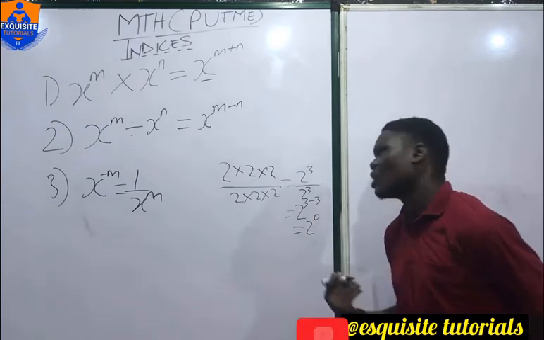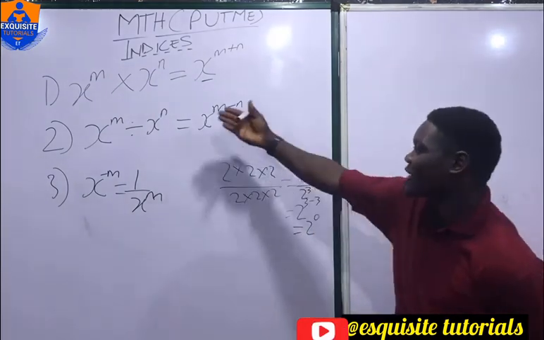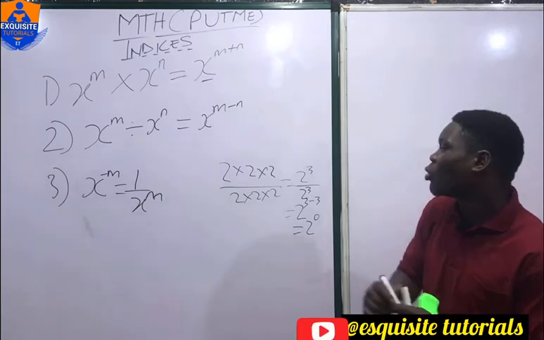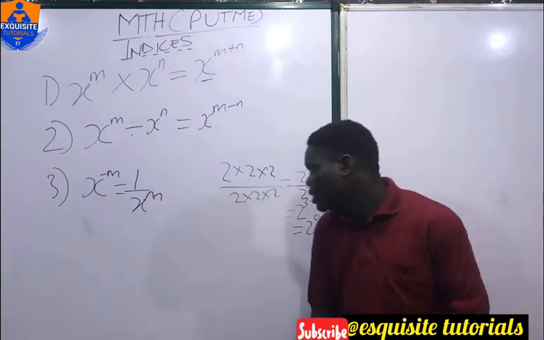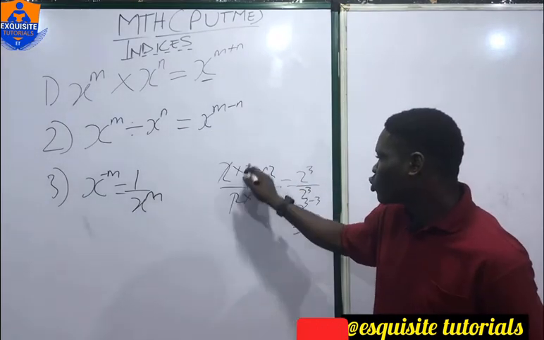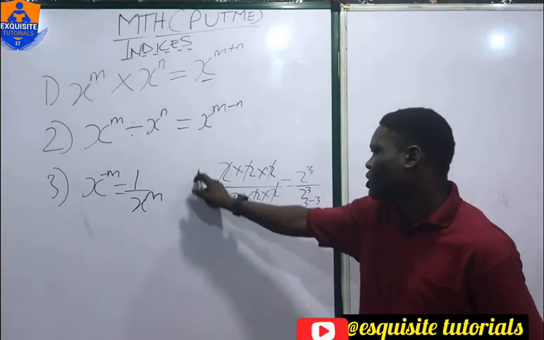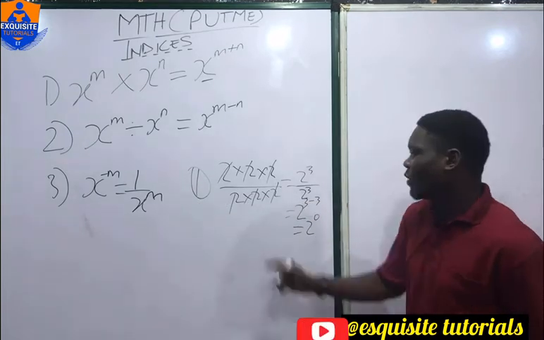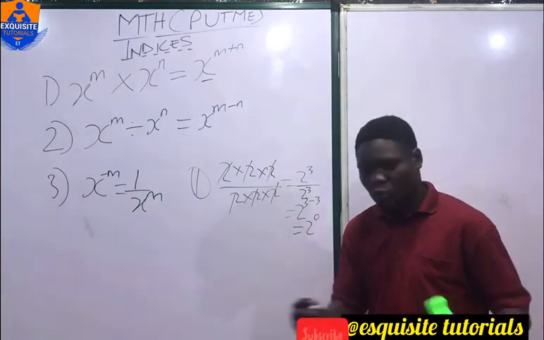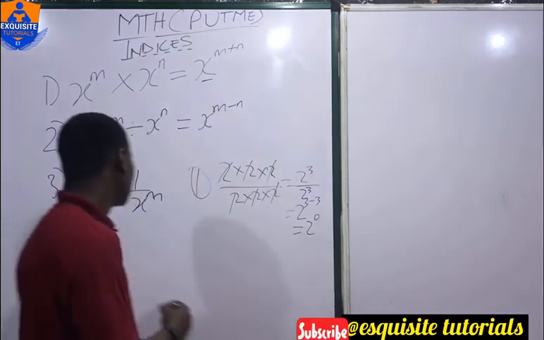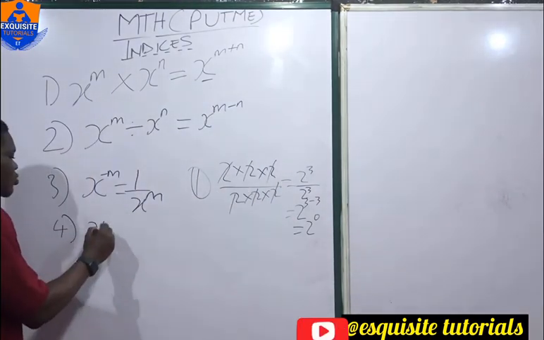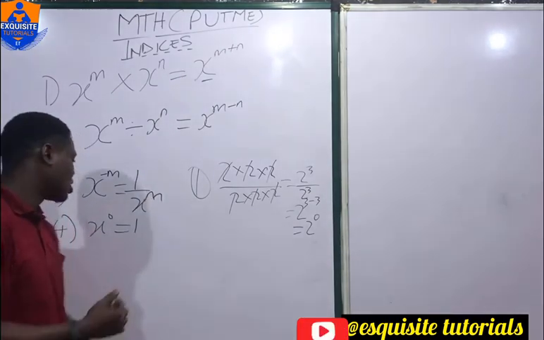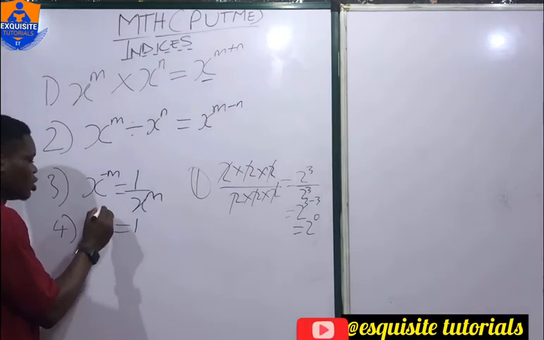Now what is 2 raised to the power 0? We really do not know, because as at when this law started, we didn't know what 2 raised to the power 0 is. But we want to show what 2 raised to the power 0 actually is. So if I cancel out all these 2s, what will be left here is actually 1. So it means that 2 raised to the power 0 is 1. If I choose to use 3, 3 raised to the power 0 will be 1. So this led to the fourth law of indices, which says that x raised to the power 0 is always 1. Meaning that any number raised to the power 0, this is not degree 0, is 1.